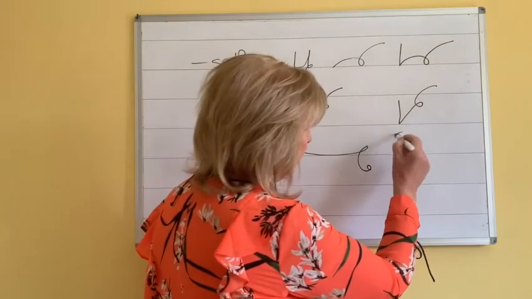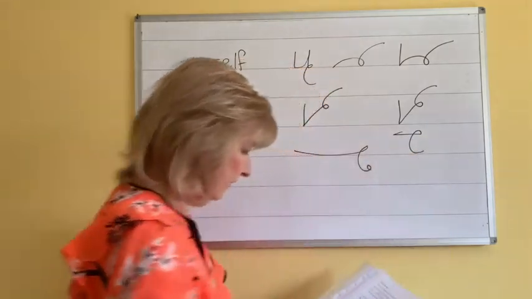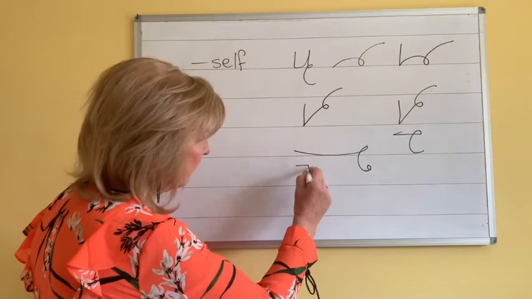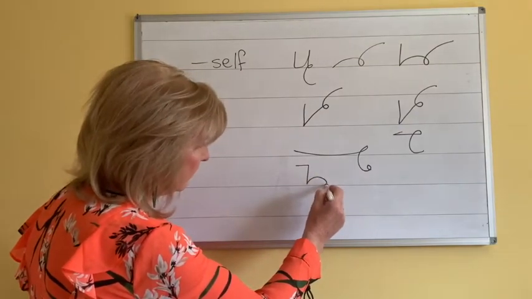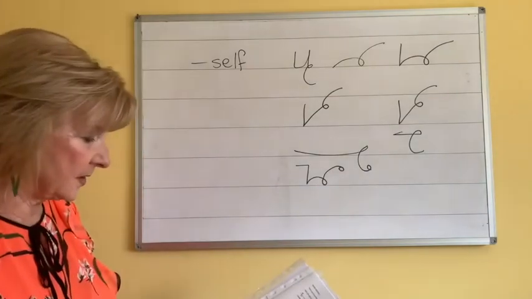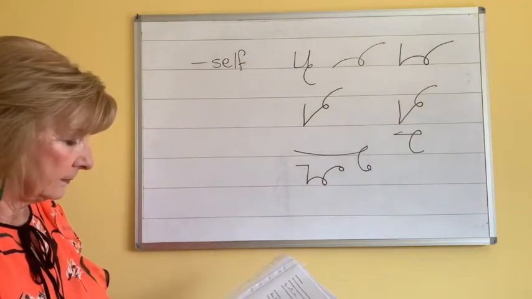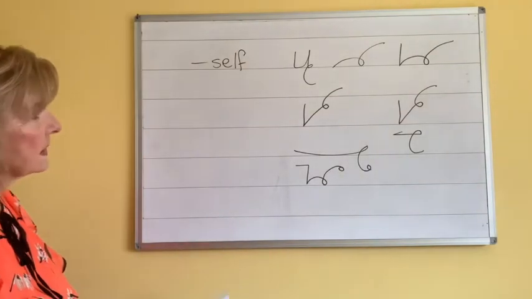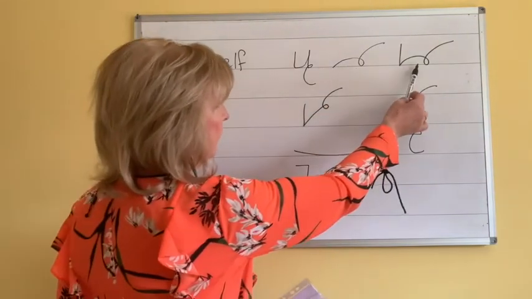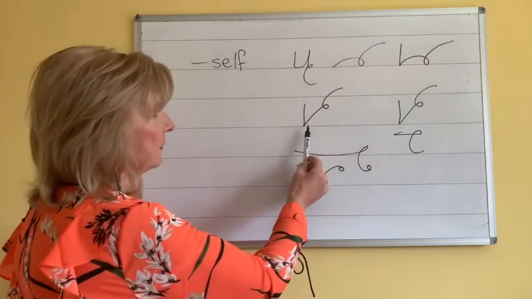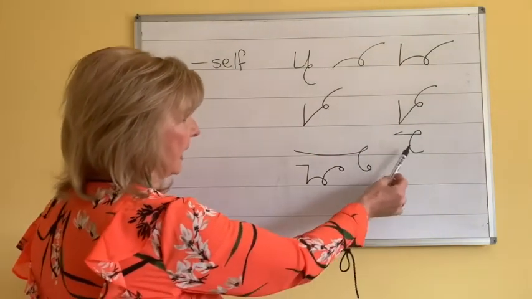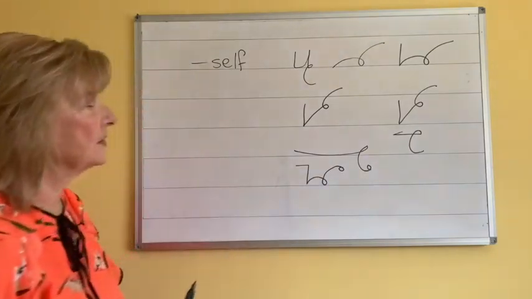Itself is ITSL, itself. Themselves would be them, and again you're going round clockwise, so you carry on going round clockwise, themselves. And that's it. So reading them then, we've got yourself, myself, himself, herself, ourselves, itself, themselves.